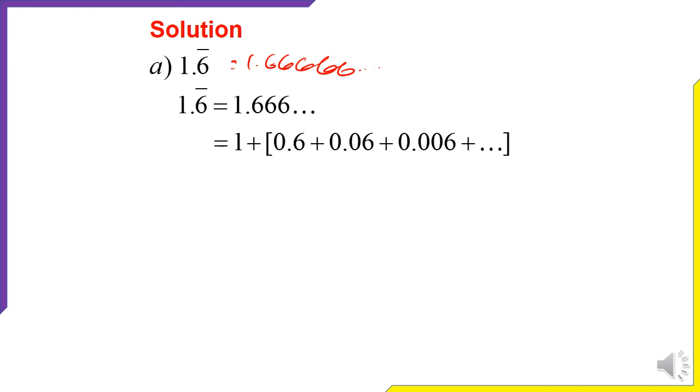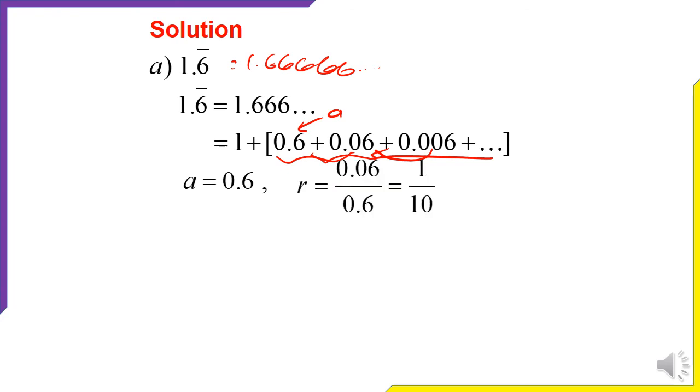So what should we do? We know that this is actually 1 plus 0.6 and then 0.06 and then add up 0.006 and continue to infinity. And then this part will be a progression. What is the first term of this? The first term a equals 0.6, and then what is the common ratio? You just have to divide 0.06 with 0.6. You will get 1 over 10. And for this one, we can check 0.006 divided by 0.06, it's also 1 over 10. If you're not confident, you can continue to check.